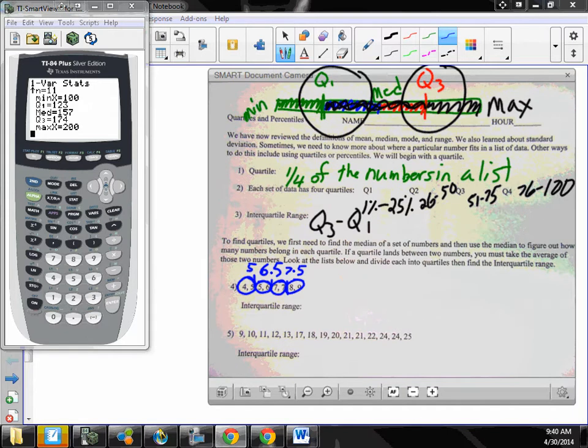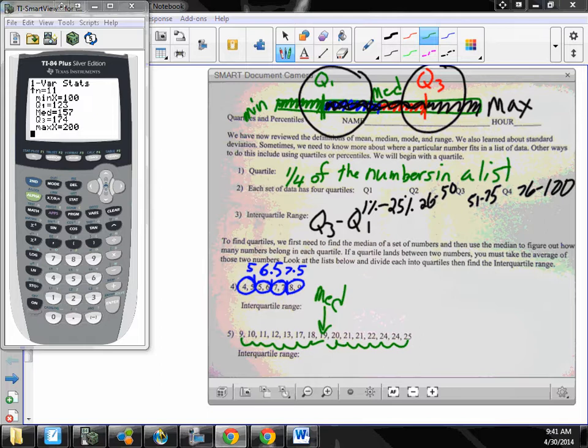It becomes a little bit harder when the number of items in the list is not divisible by 4. The next list, if I count in, then I end up with 19. Did I do that right? So 1, 2, 3, 4, 5. 1, 2, 3, 4, 6, 7. 1, 2, 3, 4, 5, 6, 7. 19. Okay. So 19 is the median.